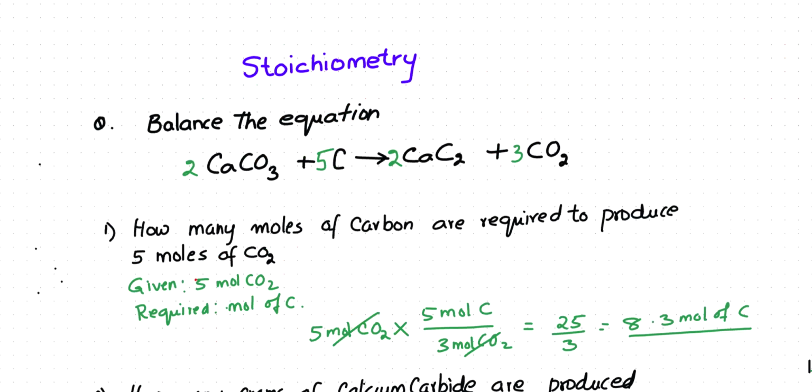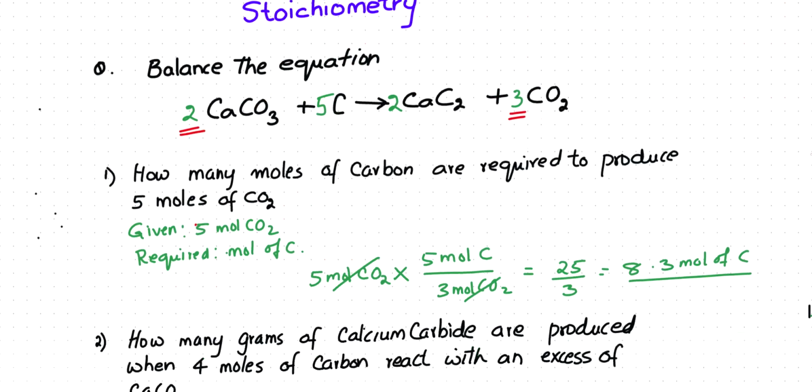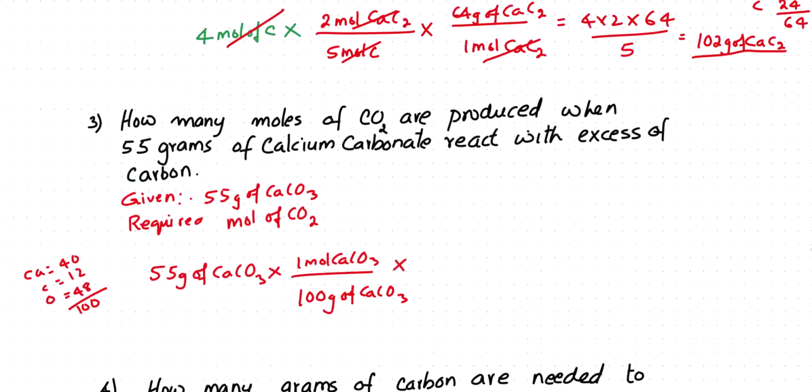So 2 moles of calcium carbonate and 3 moles of CO2. So now here we have moles of calcium carbonate. So down we write moles of calcium carbonate, that is 2 moles calcium carbonate, and carbon dioxide is 3 moles of CO2. This is the mole ratio.